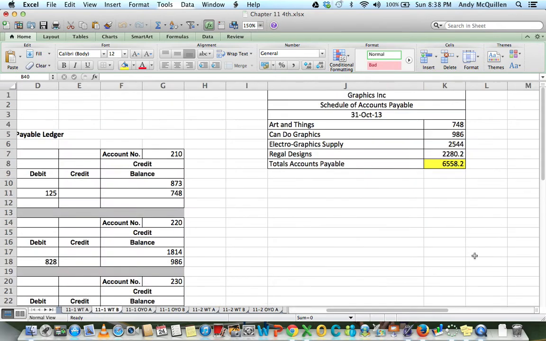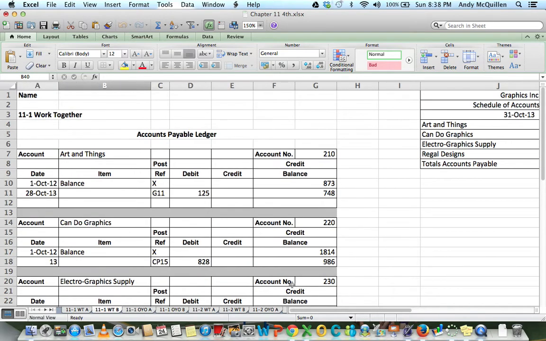You will see on Part B that you have an accounts payable ledger. That's what we're really focusing on here, is completing this ledger. And our purpose of doing that is so that we have an idea of what we owe our creditors, or people that we have bought things from that we haven't paid back yet. So the company that we're dealing with here is Graphics Inc.